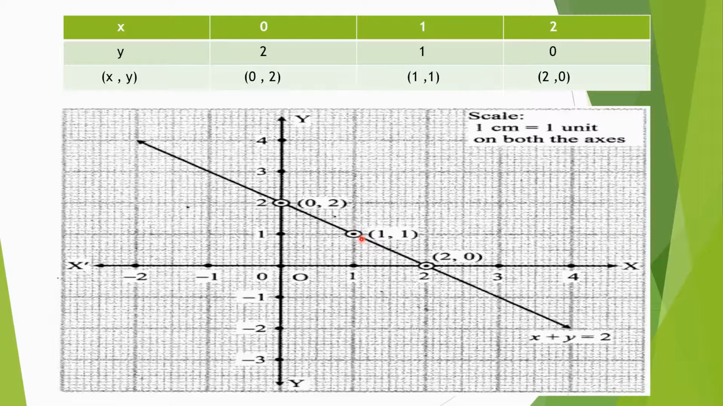The third ordered pair is (2, 0). The y coordinate is 0, which means this point lies on the x-axis. The x coordinate is 2 and the y coordinate is 0. After that, join these three points. Then you will get that these points lie on one line, and the graph of the linear equation is a straight line.